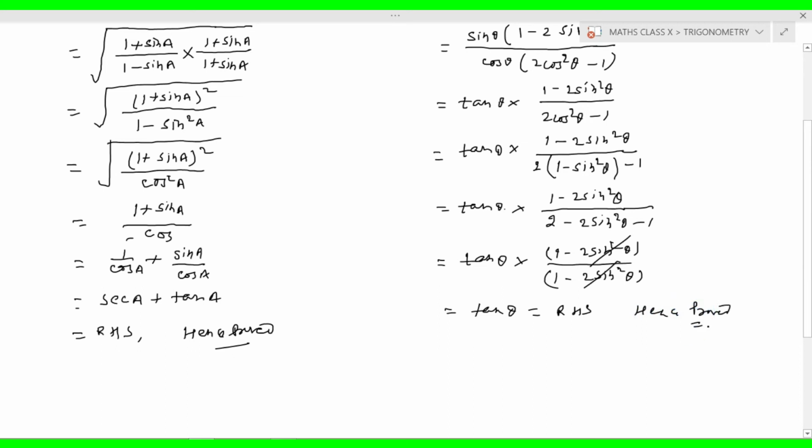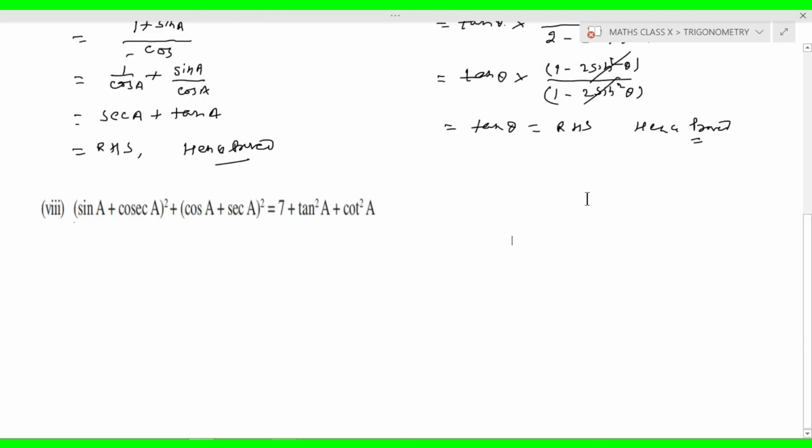Similarly, I am taking one more question. So in the 8th part of this question, we have to prove (sin A plus cosec A) whole square plus (cos A plus sec A) whole square is equal to 7 plus tan square A plus cot square A. So this question is not very difficult, it's quite easy. Only by removing the square sign, by splitting in A plus B whole square, we can get the result.